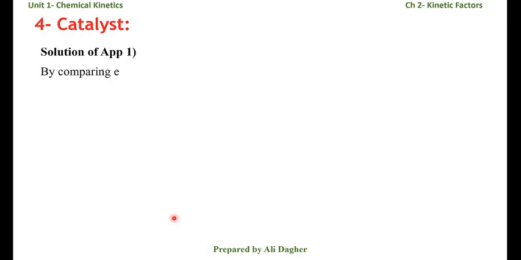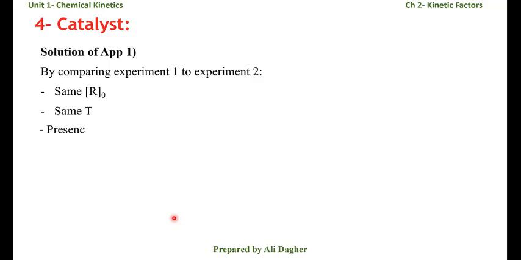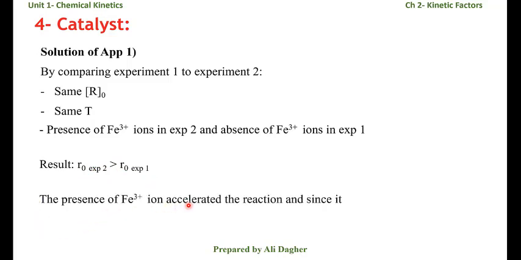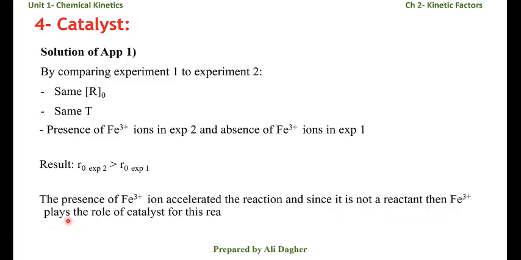Then, starting from the same initial concentration of reactants, same temperature, but with the presence of Fe3+ ions in experiment 2 and absence of Fe3+ ions in experiment 1, this is the difference between the two experiments. Result: initial rate in experiment 2 is bigger than initial rate in experiment 1. Then the presence of Fe3+ ion accelerated the reaction, and since it is not a reactant, then Fe3+ plays the role of catalyst for this reaction.